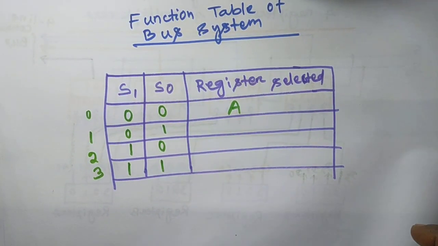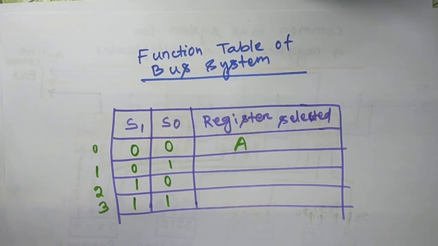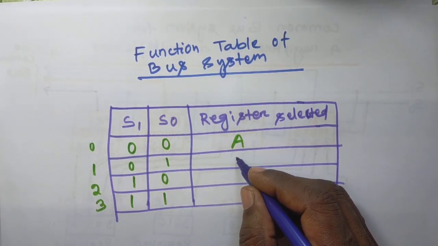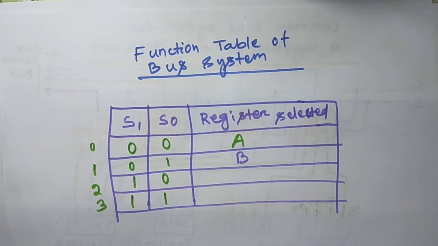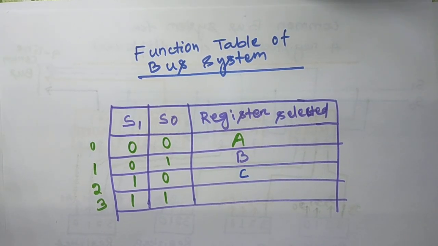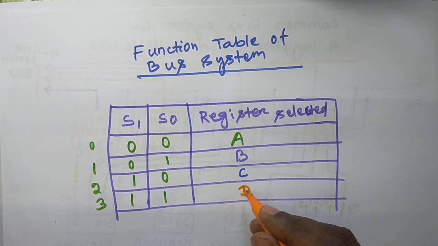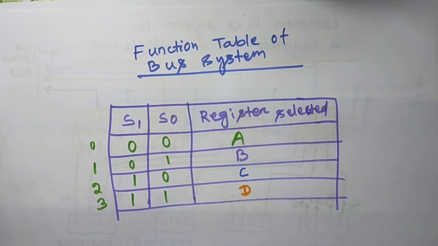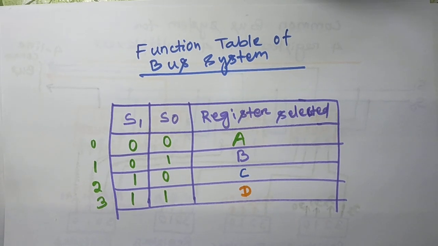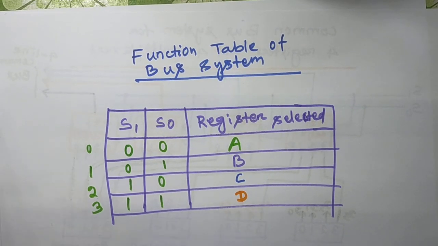I will show you once again how it is A. Similarly, if we go through 0 1, that is B. If we go through 1 0, that is C. If we go through 1 1, that is D. These four categories of data can be generated through S0 and S1, and that register data will be selected.